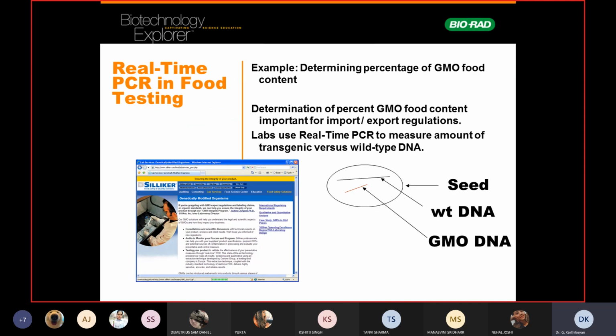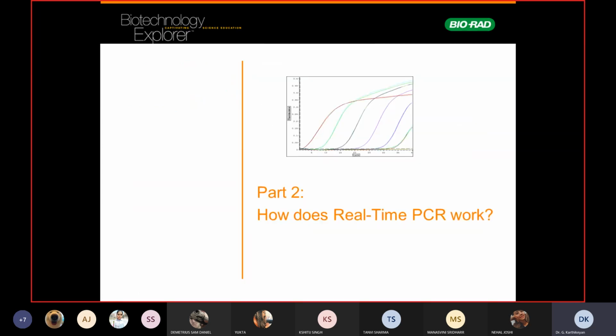This is another one which talks about determining the percentage of genetically modified organisms, the GMO, in food. And so that is the seed. This is your wild type DNA. This is the genetically modified organism's DNA. You could simply make a DNA preparation out of this and see how much genetically modified organism DNA it carries. So many different things.